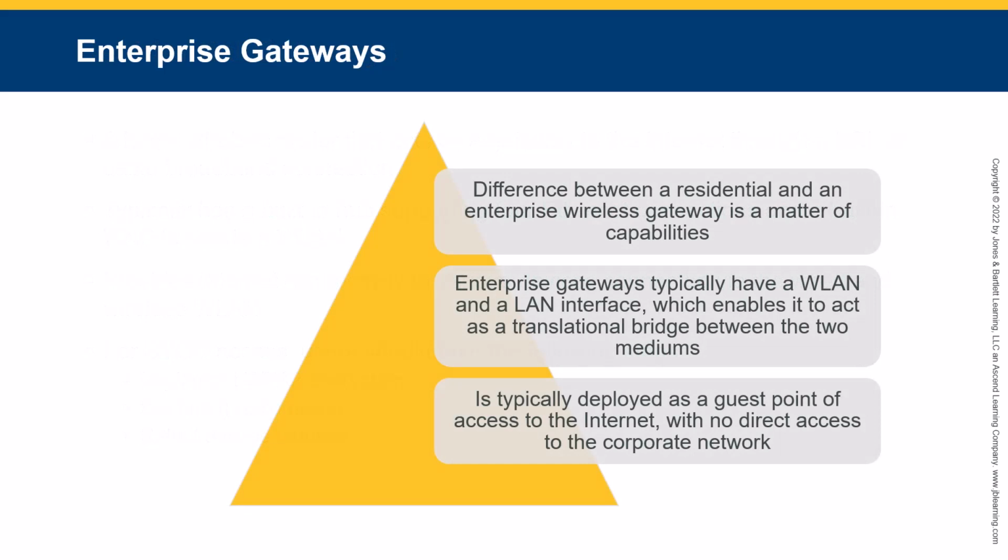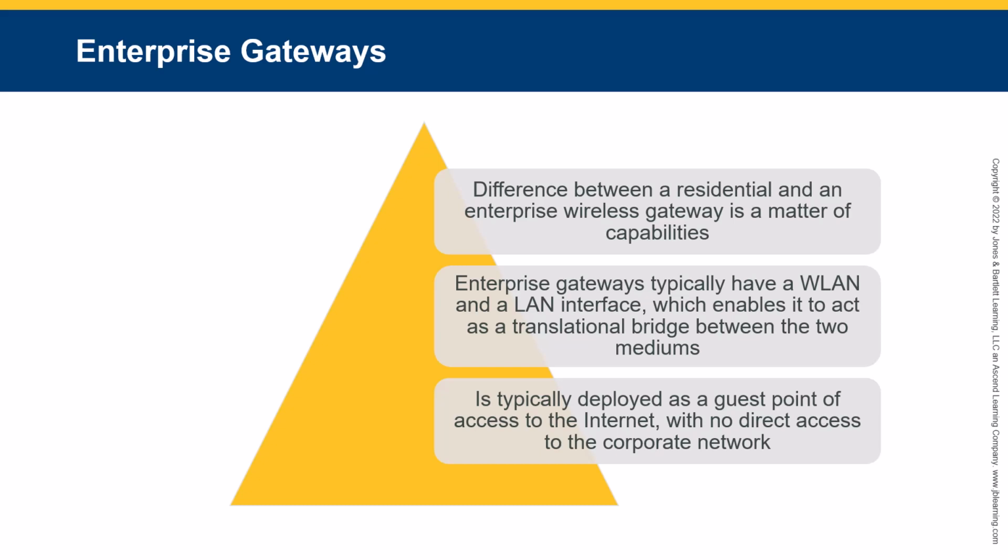For the enterprise gateway, we're going to have a dedicated router, a dedicated switch, and dedicated access points. These will actually use integrated hardware, and that way we can have enterprise-grade equipment and resources. The enterprise gateway will also have a wireless LAN controller, enabling it to act as a translation bridge between the two types of media.